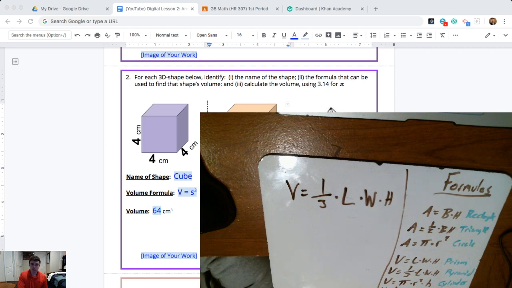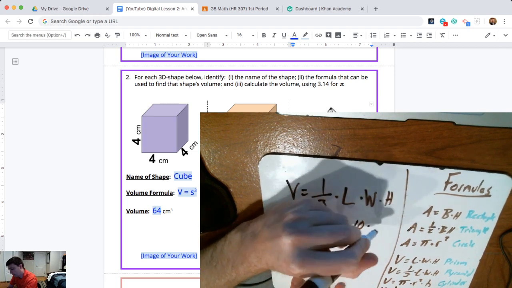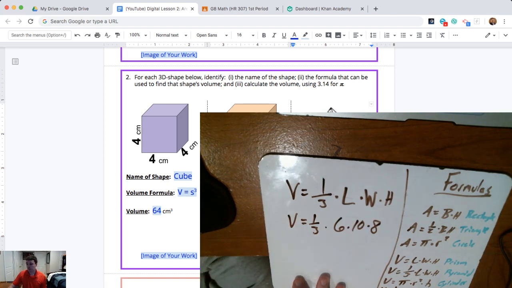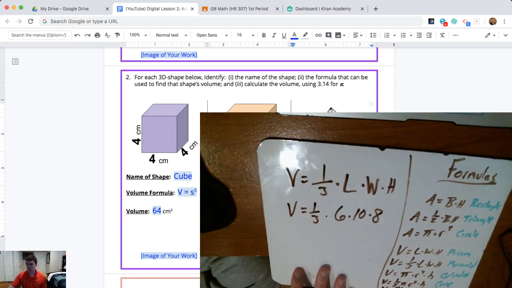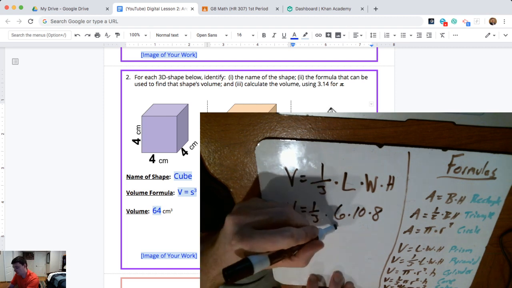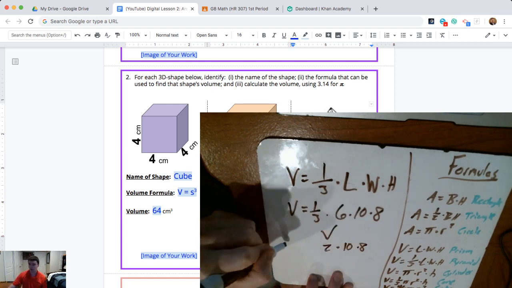As we plug those dimensions in, we have a length, a width, and a height of 10 inches, 8 inches, and 6 inches. For me, I know that 1/3 of 6, or 6 divided by 3, would make 2. So to get rid of the fraction, I'm going to simplify this to say 2 times 10 times 8.